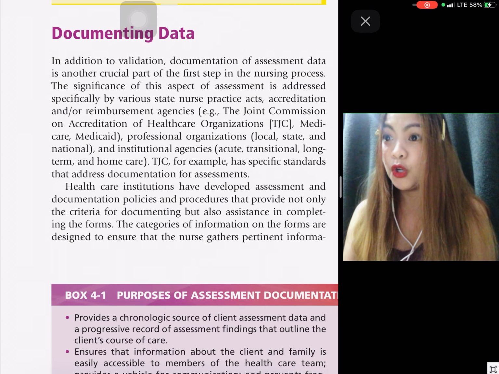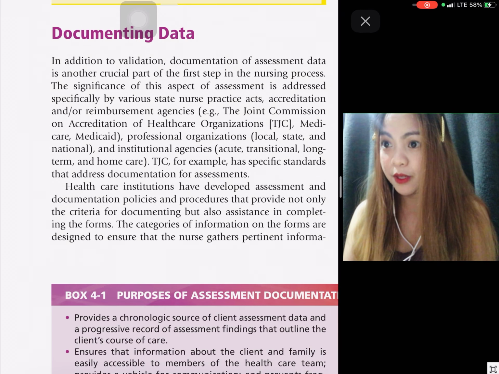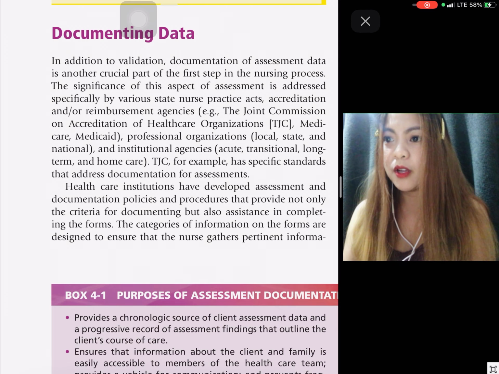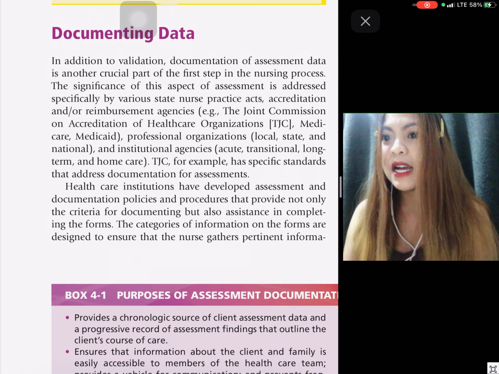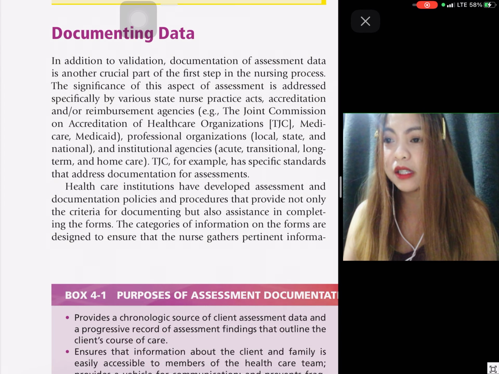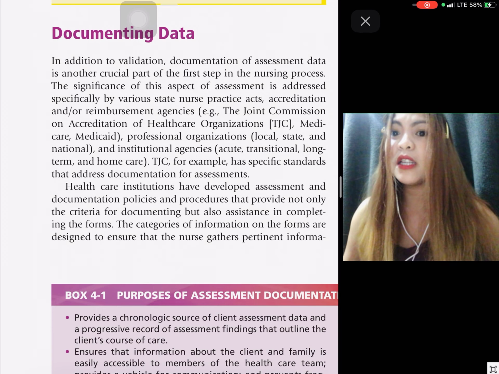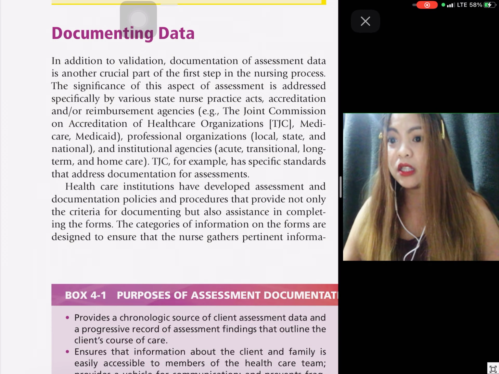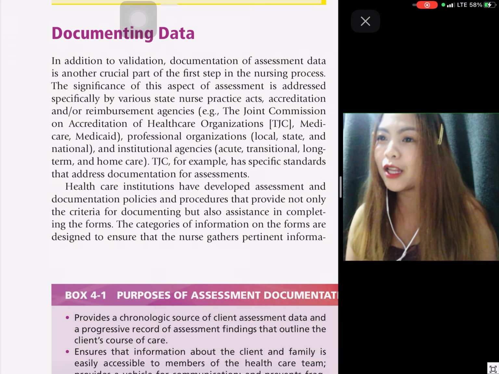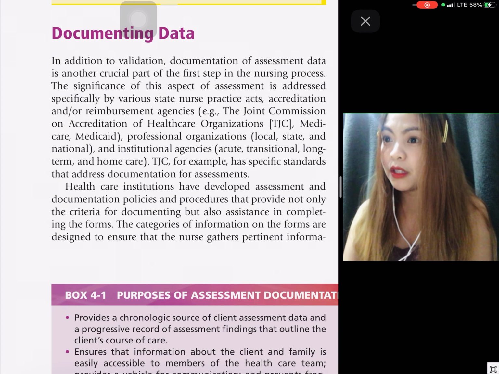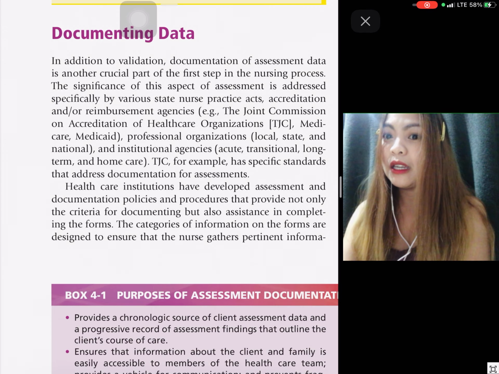their assessment. So, healthcare institutions have developed assessment and documentation policies and procedures that provide not only the criteria for documenting but also assistance in completing the forms. The categories of information on the forms are designed to ensure that the nurse gathers the important information. So, lahat naman ng document na ginagamit natin is usually to ensure that we gather the right information.